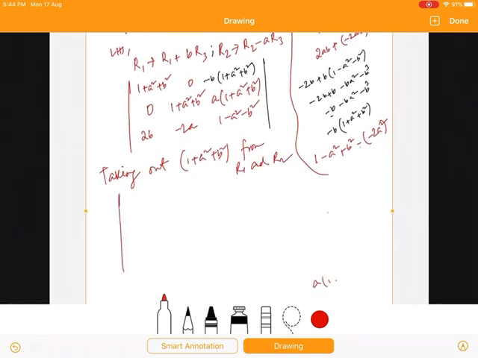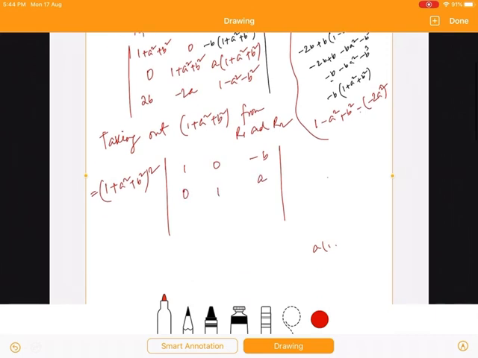So let's see what you get. This one, 1 plus a square plus b square whole square, because I'm taking out 2 of them. So 1, 0, minus b, right? And this one will become 0, 1, a, and 2b, minus 2a, 1 minus a square minus b square. So tell me, what will be my next step?